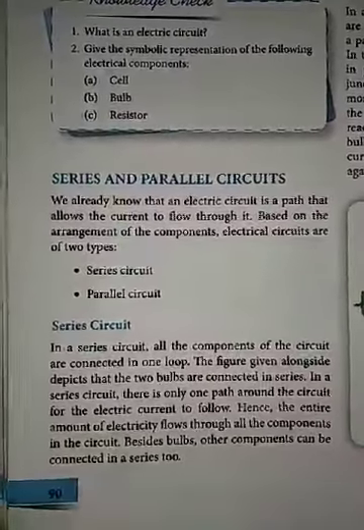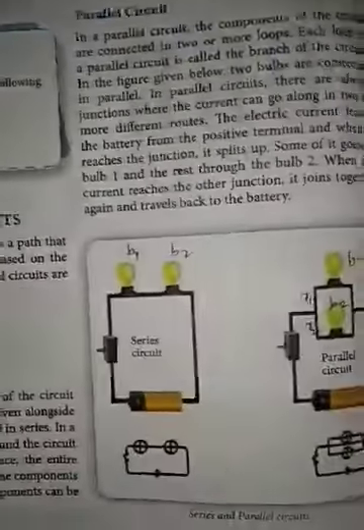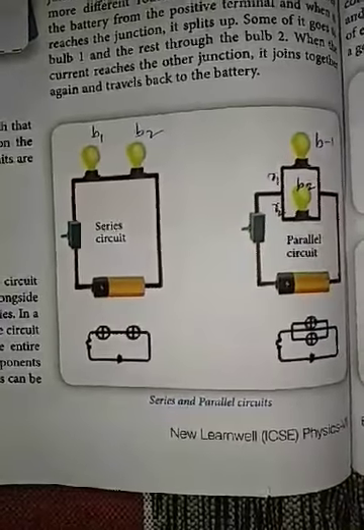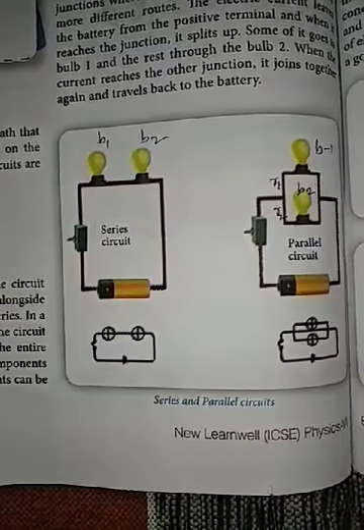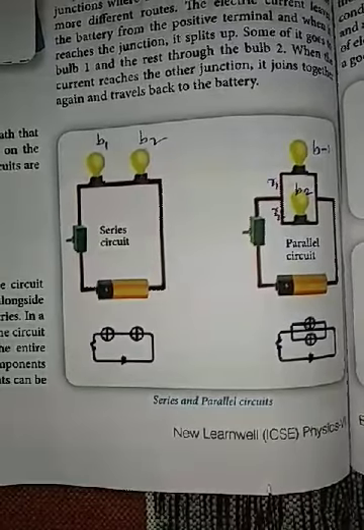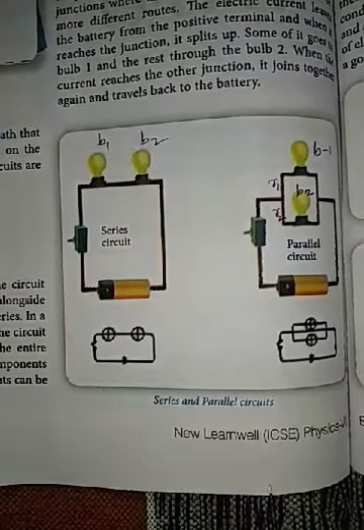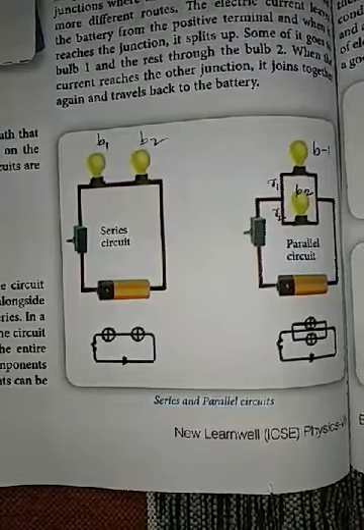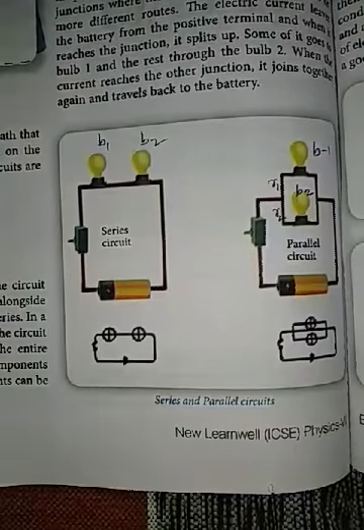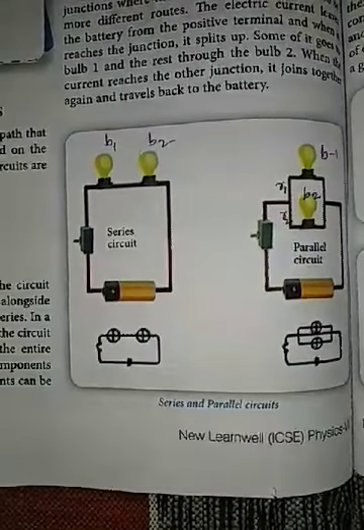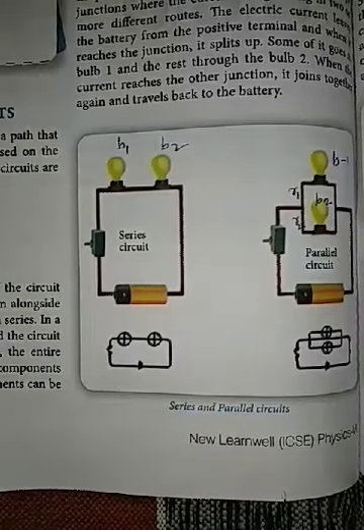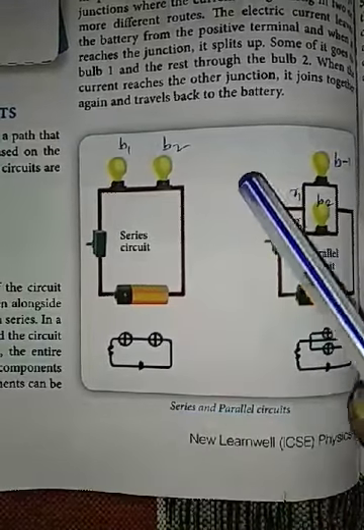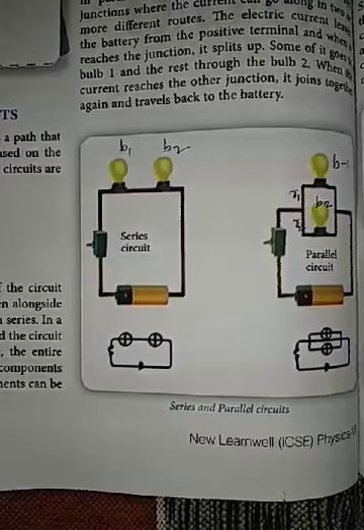Now we discuss series and parallel circuits. We already know that an electric circuit is a path that allows the current to flow through it. Based on the arrangement of components, electrical circuits are of two types. One is a series circuit and another one is a parallel circuit. First we discuss the series circuit. In a series circuit, all the components of the circuit are connected in one loop, which means there is only one direction for the flow of current.